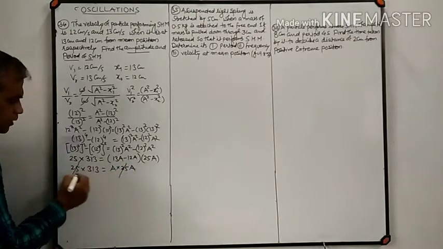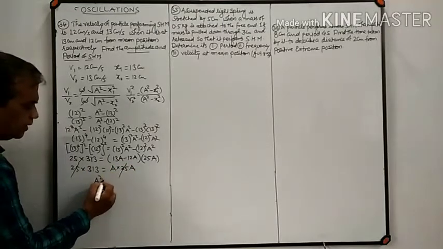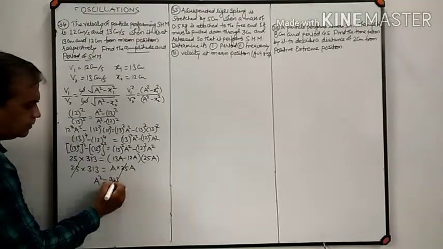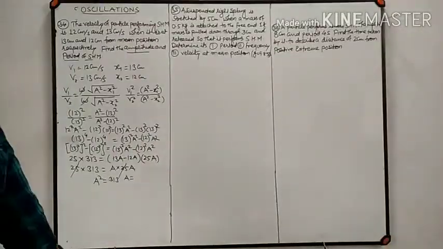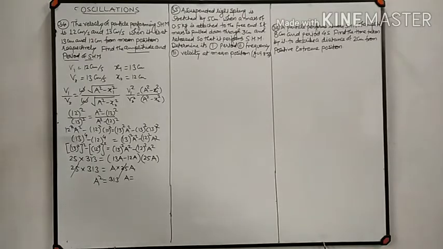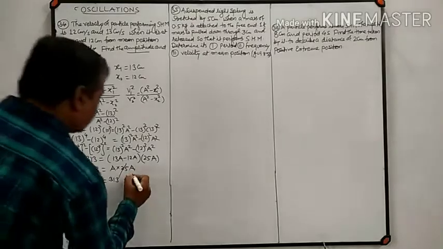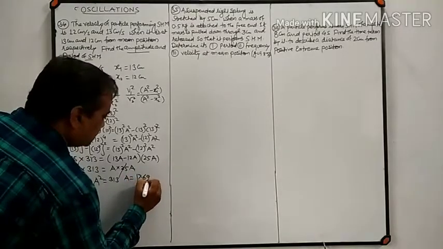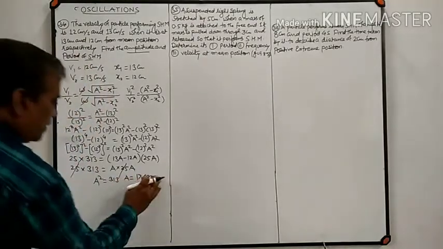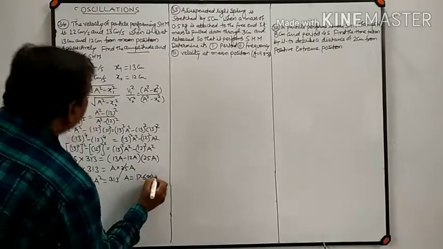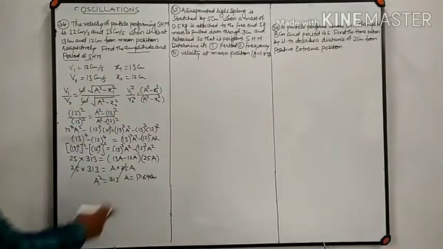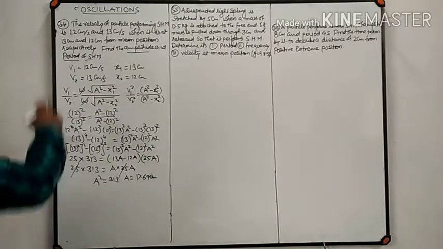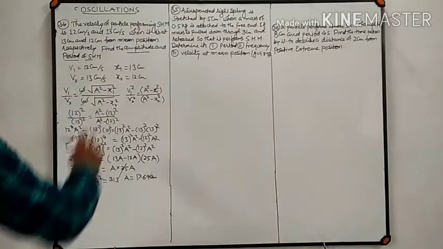Now this 25 on two sides gets cancelled. A square is equal to 313. Therefore a is equal to, if you calculate the value of a, when a square is equal to 313, then the corresponding value of a is 17.69 centimeter. Now what we have to calculate? We have to calculate amplitude and period. Amplitude is 17.69.